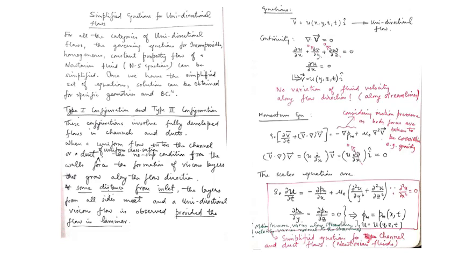So type 1 configuration and type 2 configuration, let us take them together because both are analyzed with the help of Cartesian coordinate systems. So I can do it in a general way for both the configurations.